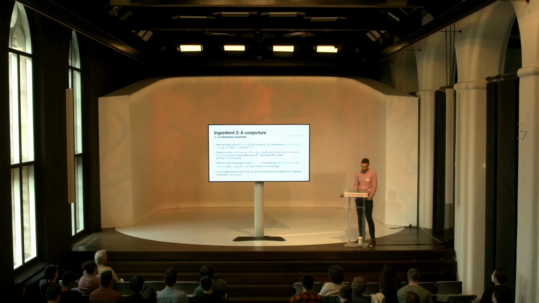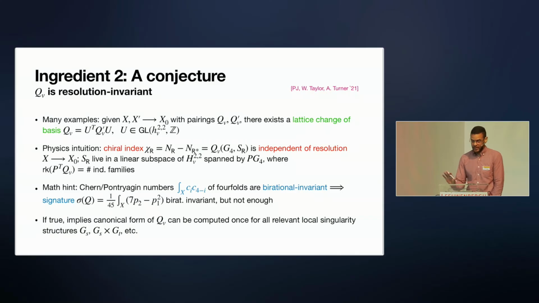So let me state that a little bit more clearly. This has been tested, but again, I have to stress it hasn't been proven. If I pick any two resolutions of my singular F-theory background, and I compute their pairings QV, the evidence seems to suggest that there exists a lattice change of basis. So there's some unimodular integer valued matrix that I can use to change basis from one vertical pairing to the other. So why should this be true?